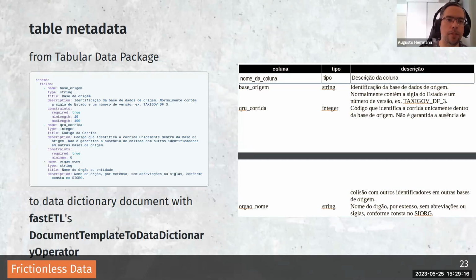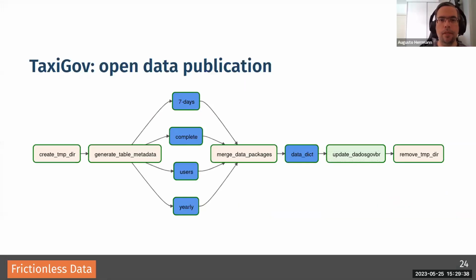And that is a table schema, YAML, there on the left. And there on the right is the data dictionary that is created with the document templated data dictionary operator. You just pass the parameters to the operator, and it creates a document for you, just with the information it read from the tabular data package. And this is the pipeline for open data publication of Taxigov.